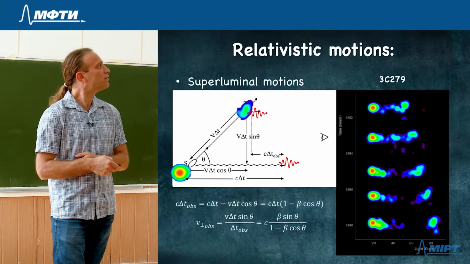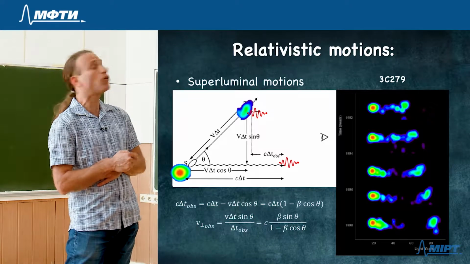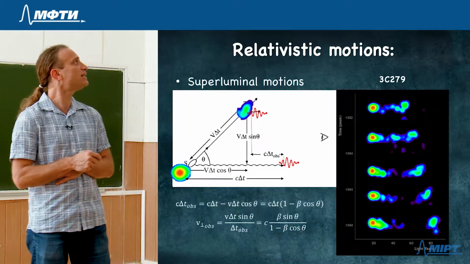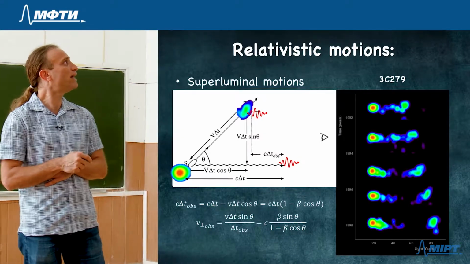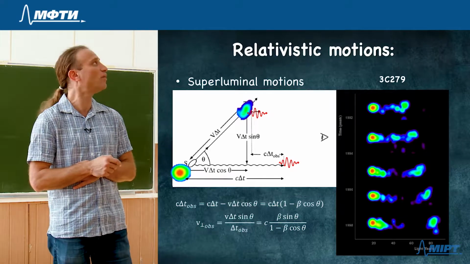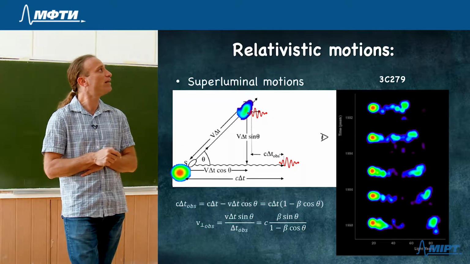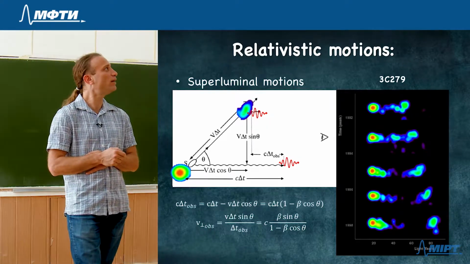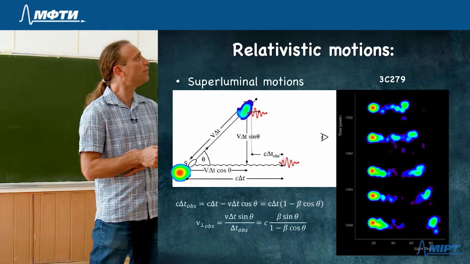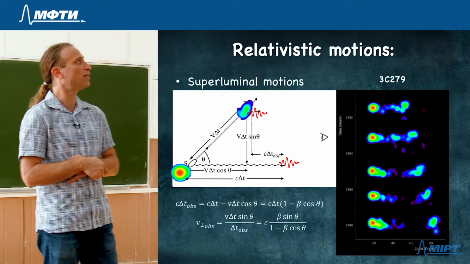The observed velocity across the sky is basically this distance, v delta t sine theta, divided by the delta t that we see passed between the arrivals of these two photons. So it's v delta t sine theta divided by delta t observed. And again, we just put what delta t observed is, and we get this expression: beta sine theta divided by 1 minus beta cosine theta.